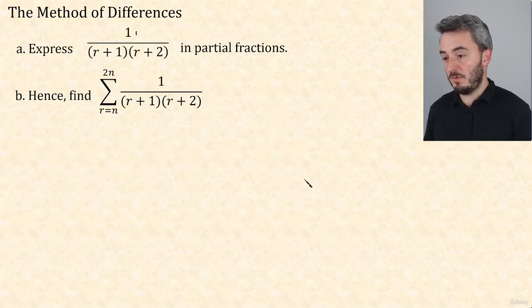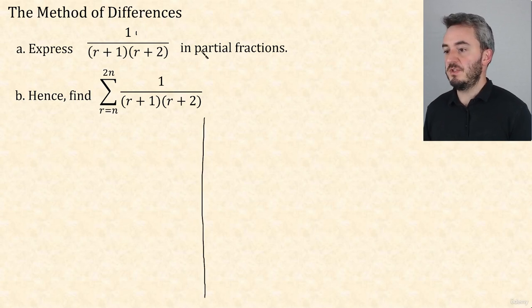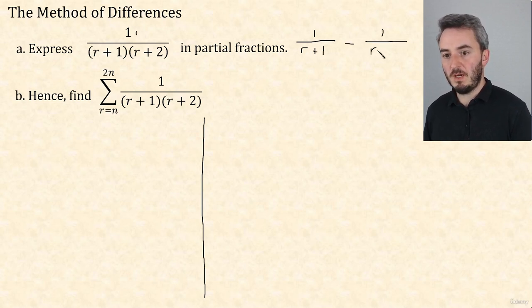So suppose we would just ask the question like this, and suppose we already know the answer to the partial fractions question, that it's 1 over r plus 1 minus 1 over r plus 2.